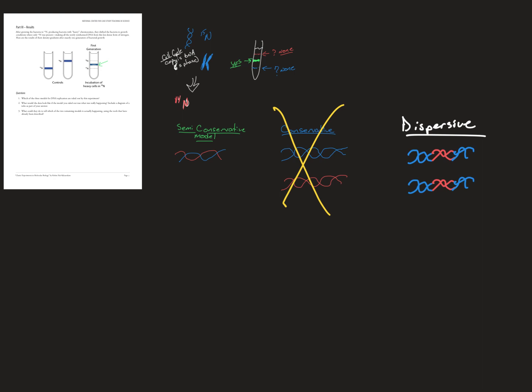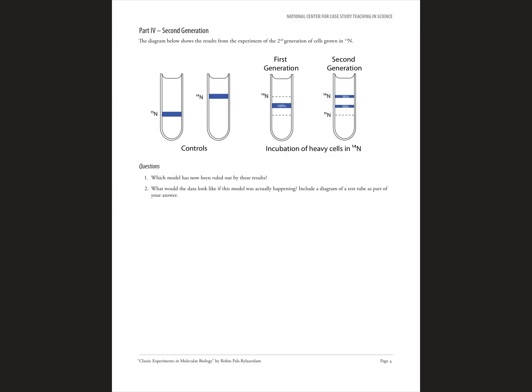So how can we figure out whether it's semi-conservative or dispersive? I want to remind you again, for the sake of your test, that semi-conservative is correct. That is how we do it. But we still don't have the experimental evidence to support that concept. Well, let's go on and see what they did.